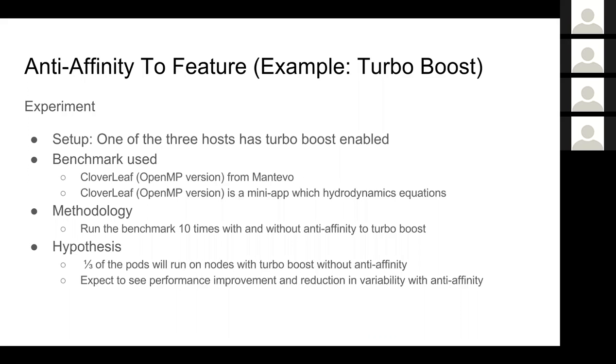The next example I want to show you is anti-affinity to a feature. It's the exact same setup and the exact same methodology, where we run the benchmark 10 times with and without anti-affinity. The benchmark used in this case is Cloverleaf, from the Mantevo benchmark suite, a mini app which solves hydrodynamic equations. The hypothesis here is that 1/3 of the time the pod will land on a node with turbo boost without expressing anti-affinity, and in those cases we'll see a less performant application, as well as more variability in performance.